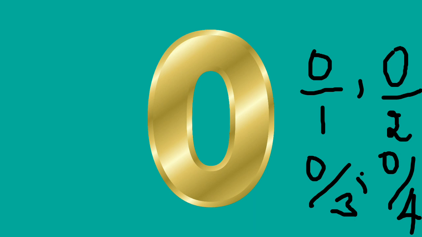0 divided by anything is 0. So you may write the number 0 divided by anything. So this also will become a rational form. It's a fractional form, so we can call it as 0 is a rational number.